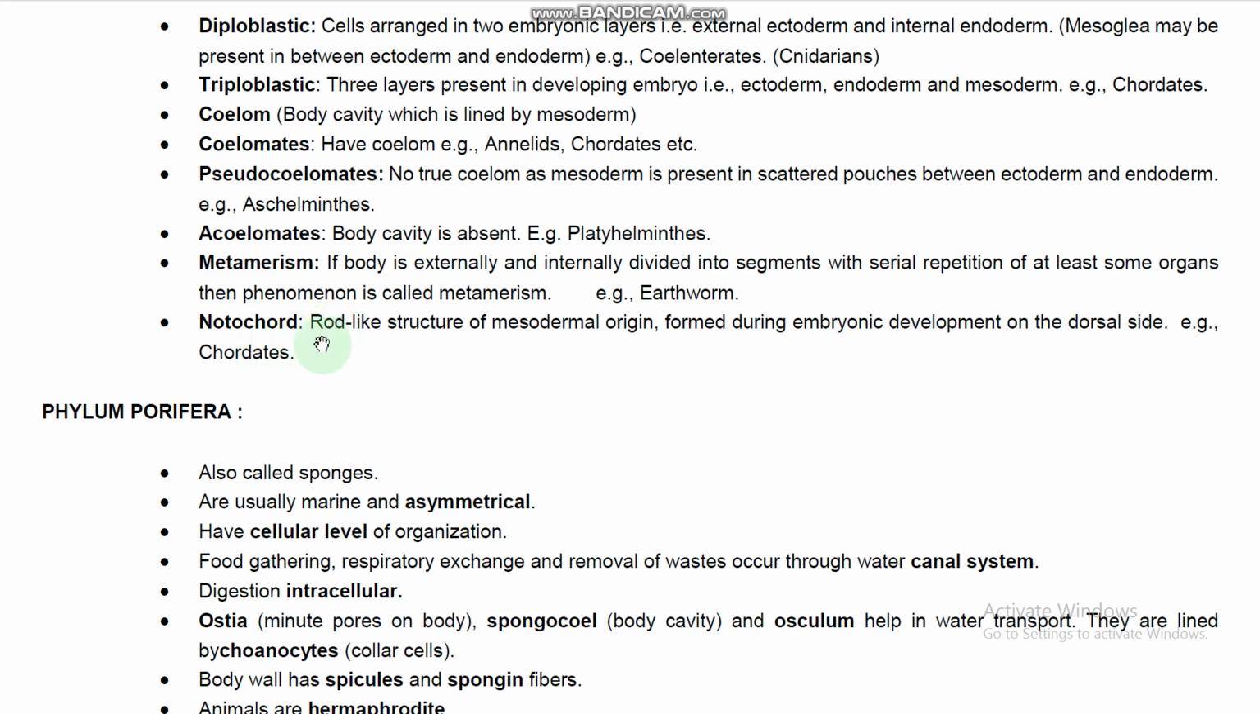So majorly all the animals are divided into two different groups, chordates and non-chordates. Chordates means animals possessing a notochord. So notochord is a rod-like structure, origin from where? Mesodermal origin, during embryonic development in the region of the dorsal side. So those are all chordates, right? These are all the basis of classification, and examples also you need to remember.